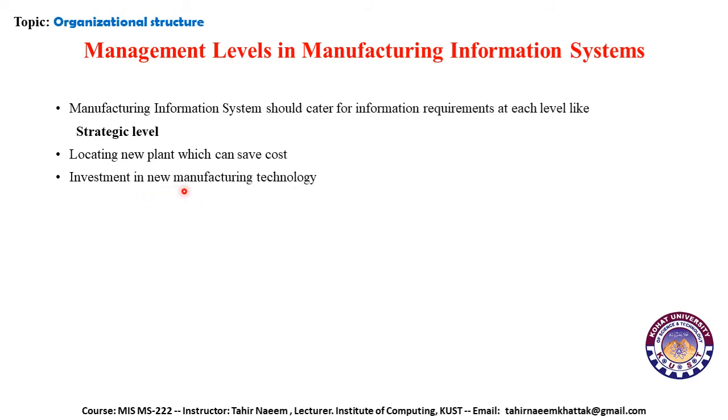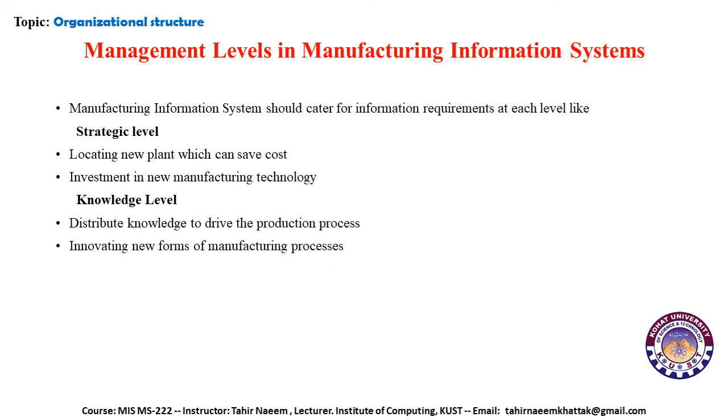The investment in new manufacturing technology. We should always look out for new manufacturing technology so that efficiency is achieved and our cost of production is reduced. Knowledge level. The knowledge level should distribute knowledge to drive the production process. We should also educate our workers. Knowledge level: innovating new forms of manufacturing processes.